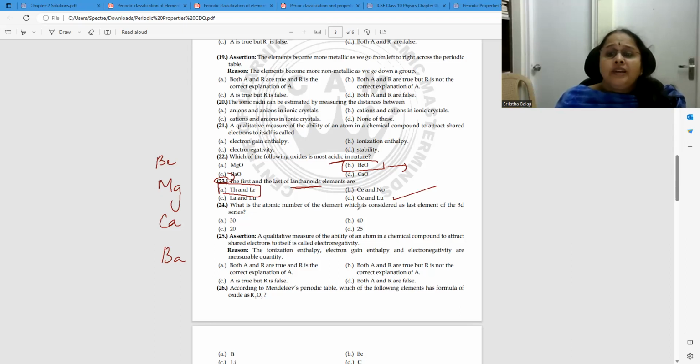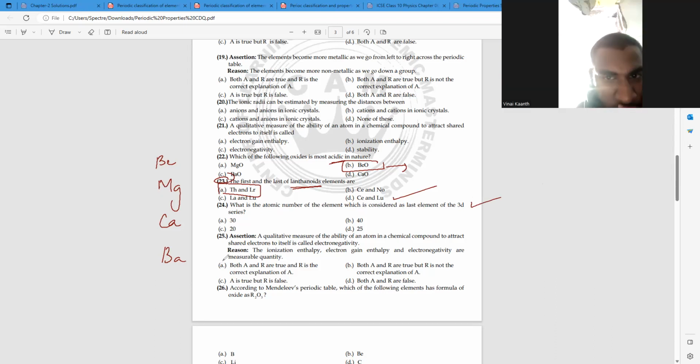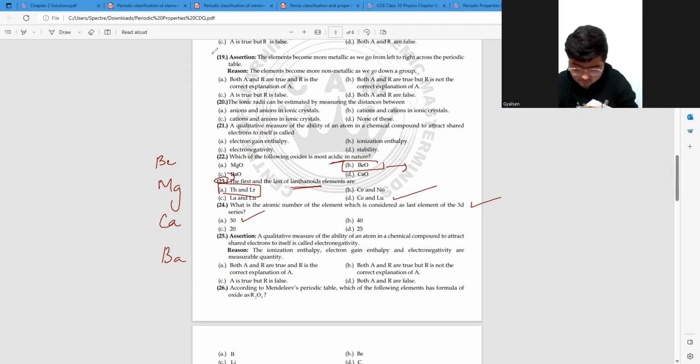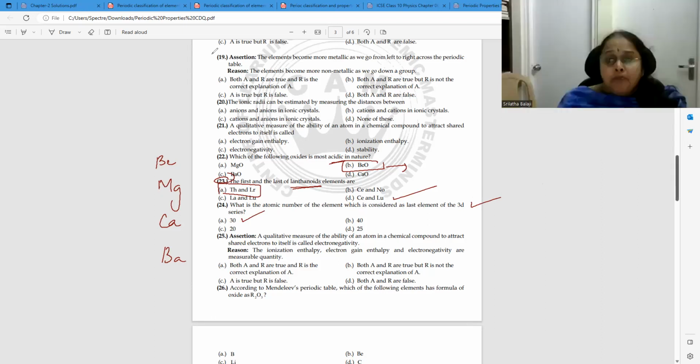What is the atomic number of the element which is considered as the last element of the third series of the 3D series? Option A, ma'am. What is the element? Zinc. Good. Zinc. Right.